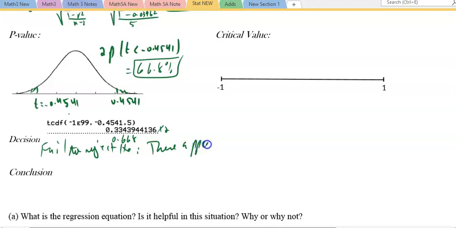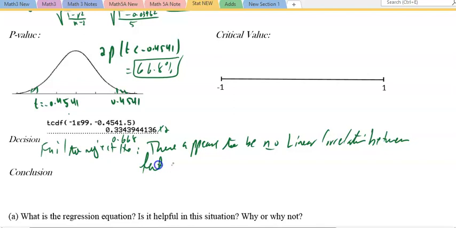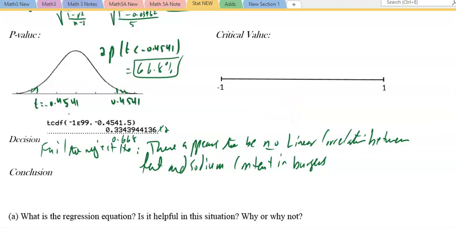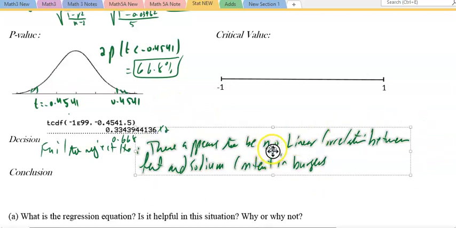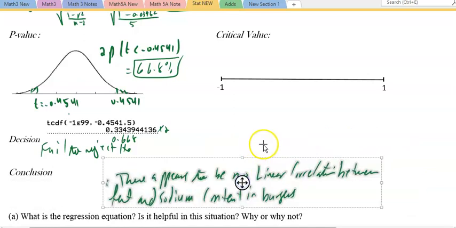There appears to be no linear correlation, or no correlation would be okay in this case, between fat and sodium content, and specifically burgers. Okay, well, now let's see how this is going to work. Oh, you know what? That's the conclusion.